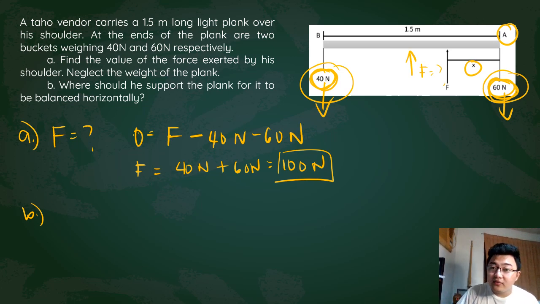So we may solve for x by letting end A be the pivot point. So we will consider point A as our pivot point. Therefore, of course, we need to solve for the total torque, considering point A as our pivot point.